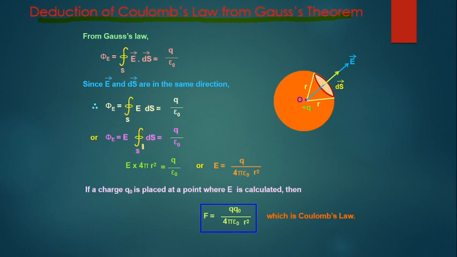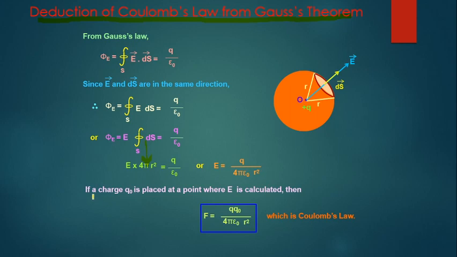This closed surface is a sphere, so the integration of dS over this closed surface is equal to 4 pi r square, the surface area of a solid sphere. Substituting this value, E times 4 pi r square is equal to q divided by epsilon naught. Then E is equal to q divided by 4 pi epsilon naught r square.